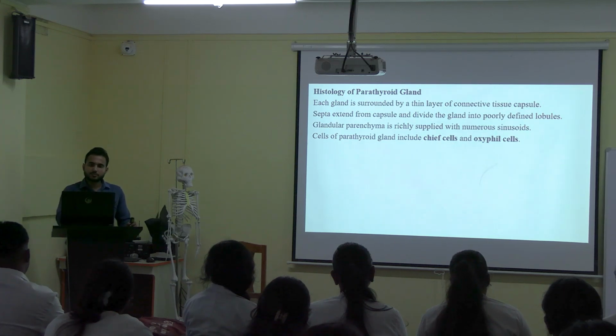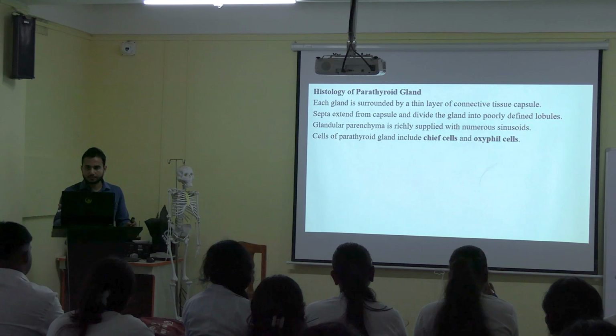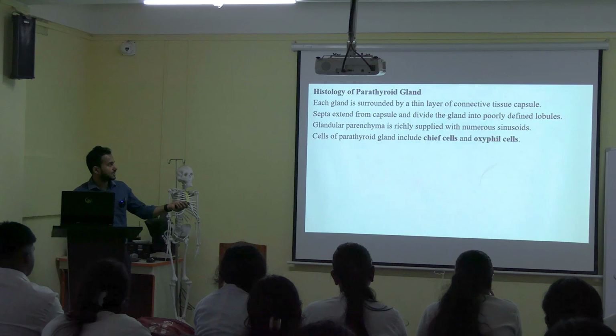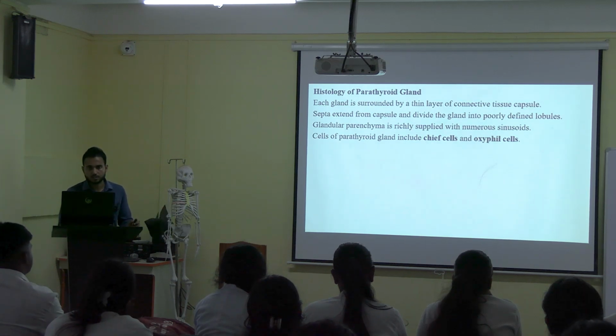In the thyroid also, we have seen 2 types of cells, follicular cells and parafollicular cells. Here also, only 2 types of cells are there. What are those? As you can see, chief cells and oxyphil cells. Here also there are 2 types of cells. Very simple.